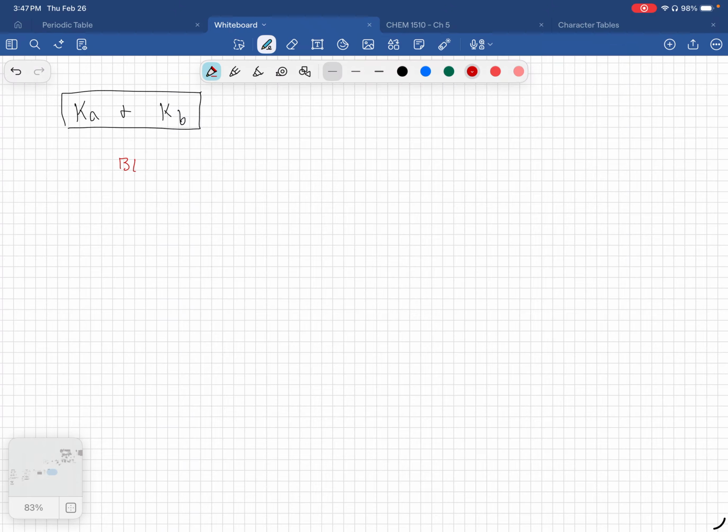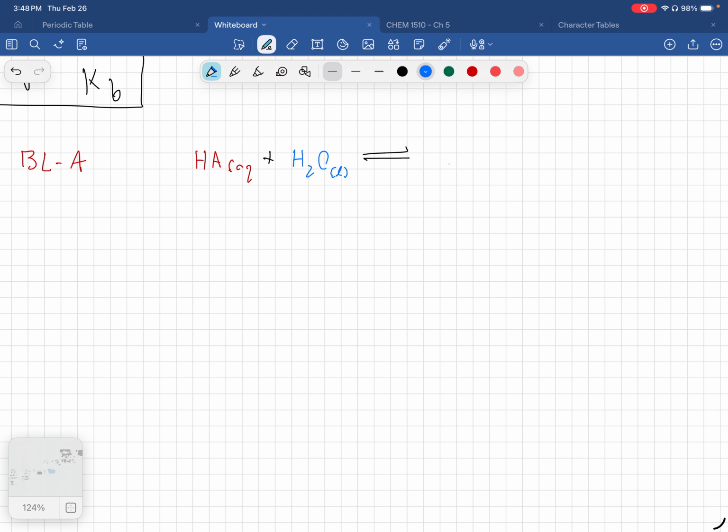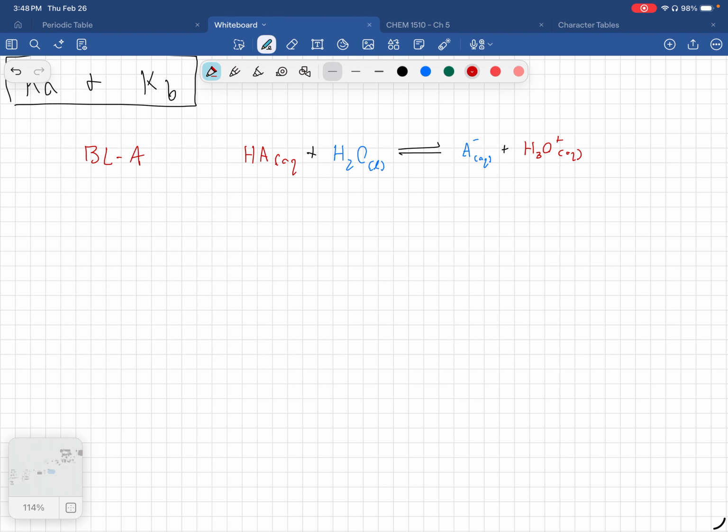For a Bronsted-Lowry acid, the way we measure the strength of that acid is we take that acid in water with water acting as the Bronsted-Lowry base, and we allow it to ionize to form the conjugate base of that acid and hydronium. Okay, so there is our reaction, right?